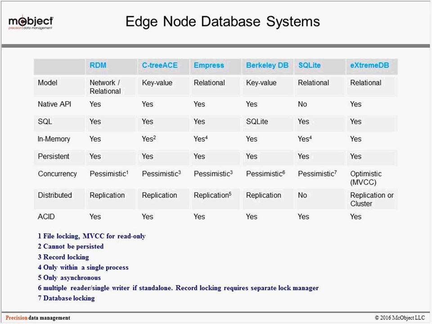And the real limitation there is that a lot of these embedded systems are being implemented today with multiprocessing operating systems like Linux, where you can have multiple processes. But if you do that, then, as I mentioned, with Empress and SQLite, you can't have an in-memory database that's being shared amongst those different processes.